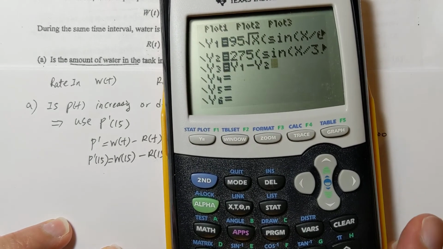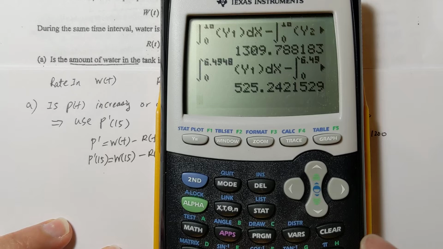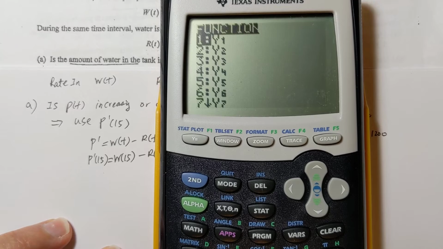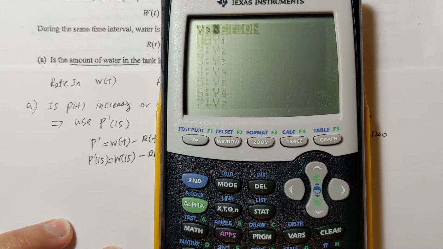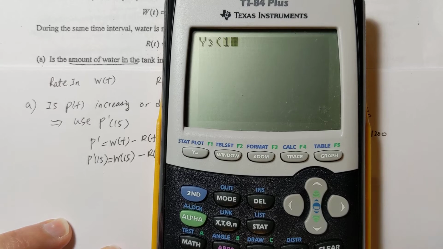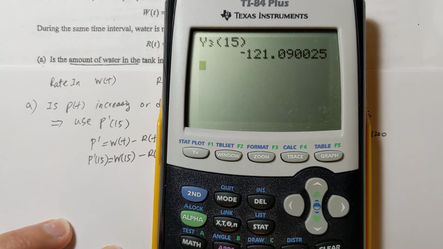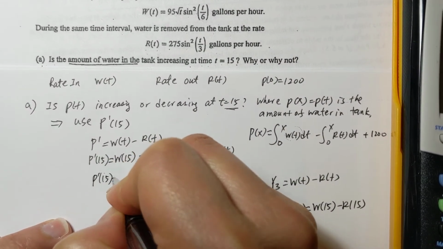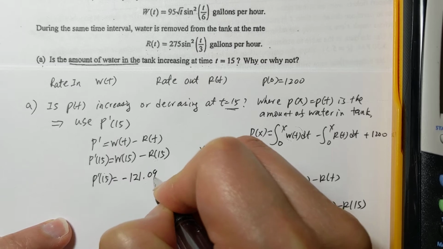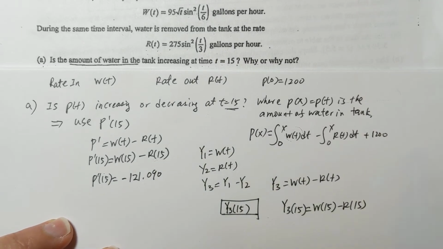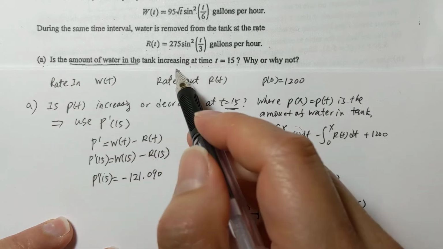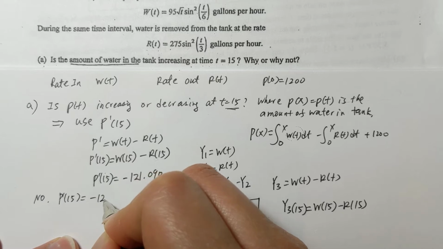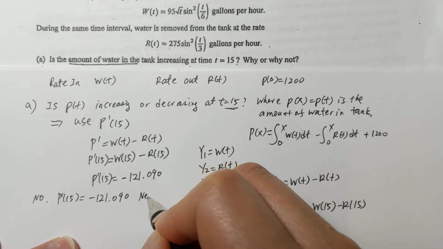Now I go to second mode, go back to the main screen, and use the Y-VARS function, then pick 3. I get y3 of 15, which is negative 121.090. So P prime of 15 equals negative 121.090, and the sign is negative. They ask you whether it is increasing, so no.